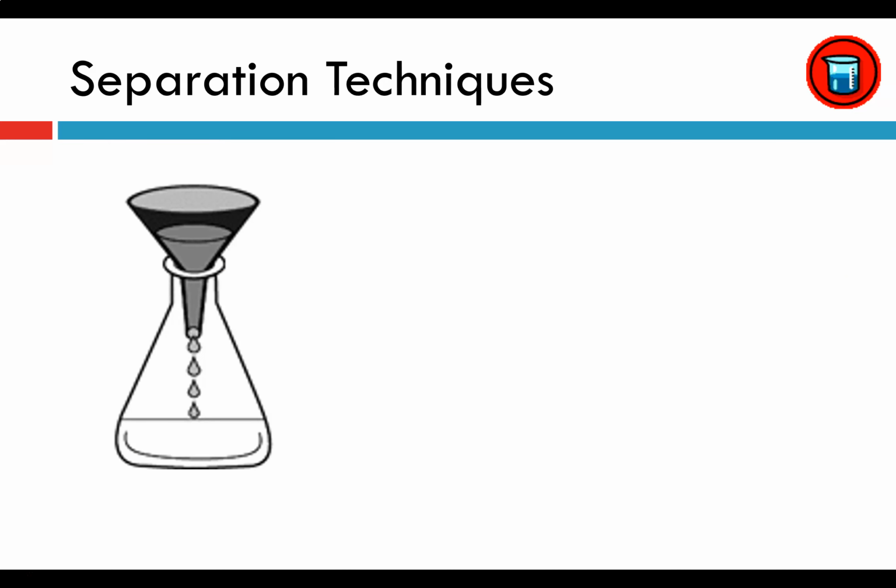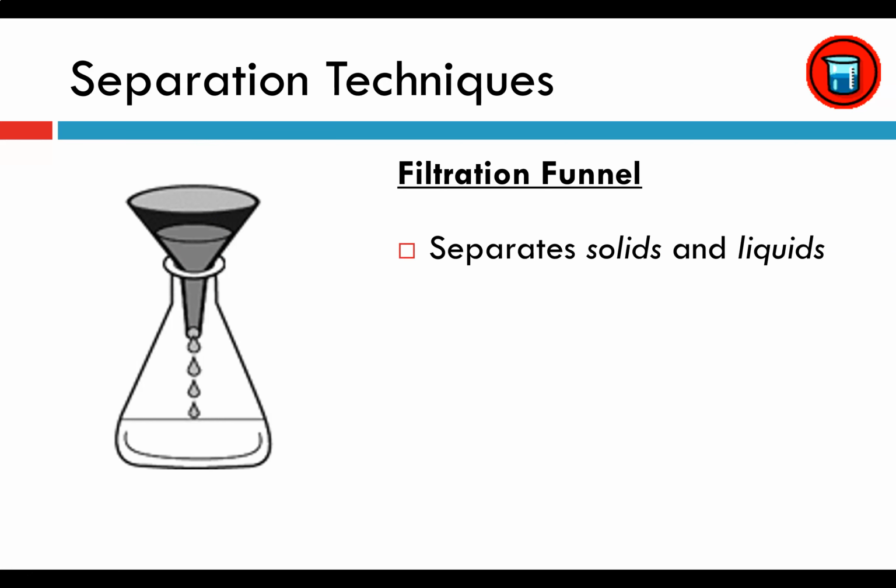Up first, we have the filtration funnel. Really easy apparatus to set up. You've got this Erlenmeyer flask. You've got a funnel, and inside the funnel, you've got a piece of filter paper. What phases of matter might we be able to separate with a filtration funnel? Hopefully you're thinking solids and liquids. Really, the idea behind how this works is the solid would get stuck onto the filter paper while the liquid could pass through. Separation of a mixture.